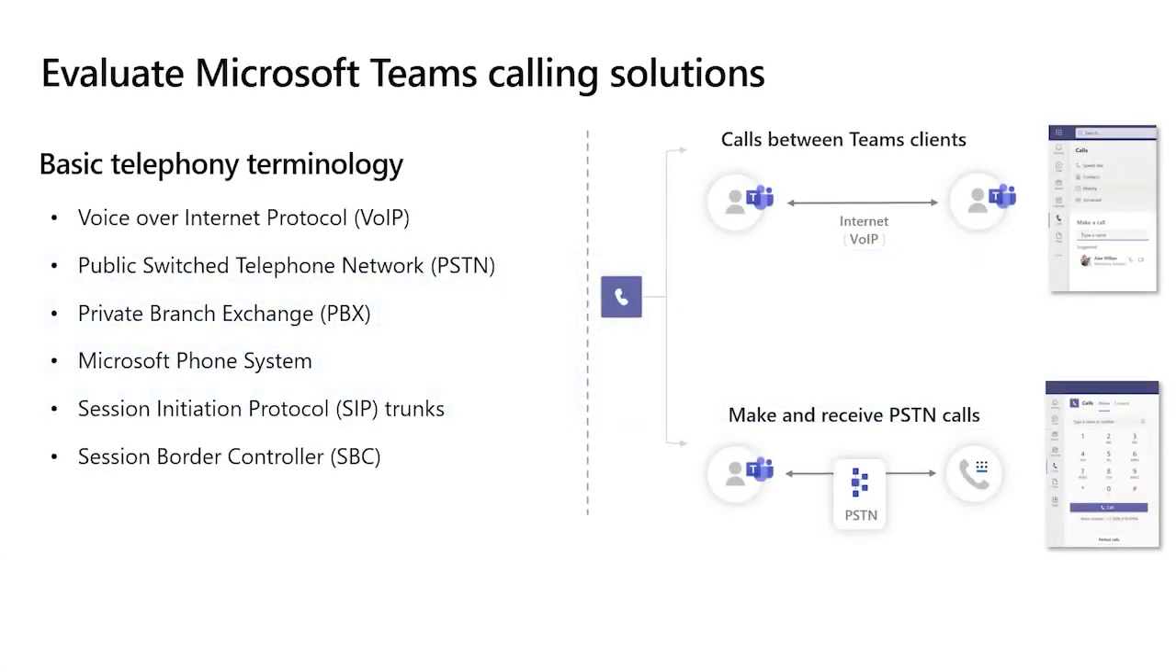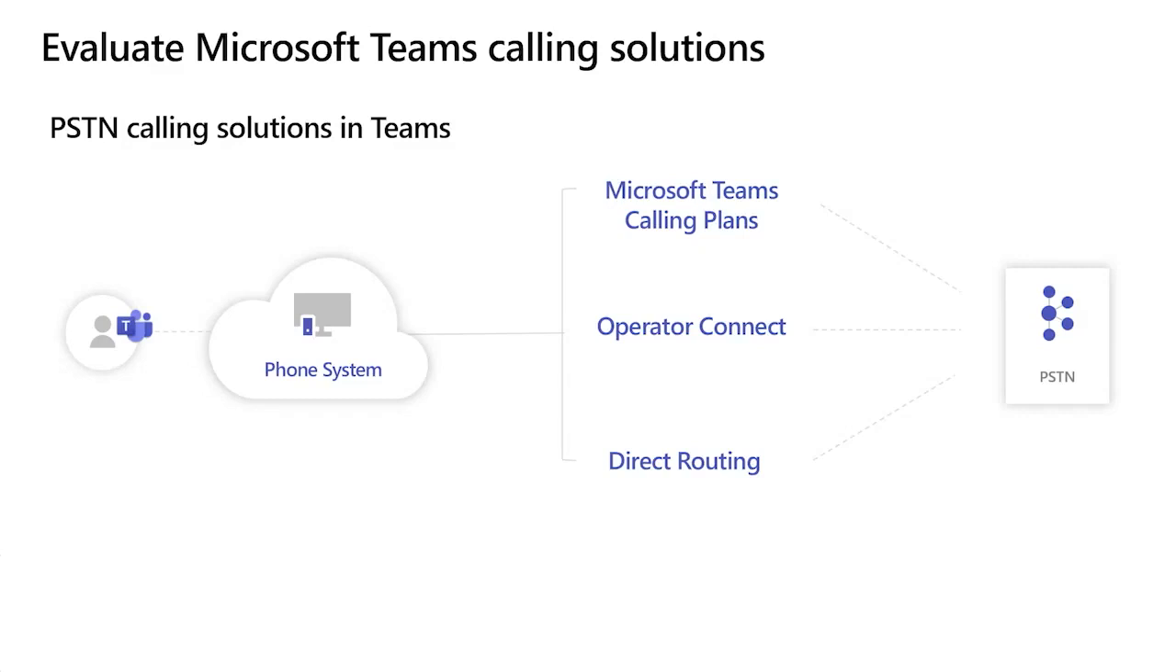So some basic terms you need to know regarding telephony: VoIP, Voice over Internet Protocol, Public Switched Telephone Network, PBX, that's the Private Branch Exchange. There's a Microsoft phone system. We need to be aware of Session Initiation Protocol and the SBC, the Session Border Controller. So we looked at part of the slide before where we can have calls between two Teams clients using VoIP, and we can also connect to the Public Switched Telephone Network, calling landlines or mobile phones from Teams. A few options here. We have Teams calling plans, the newer Operator Connect and Direct Routing options.